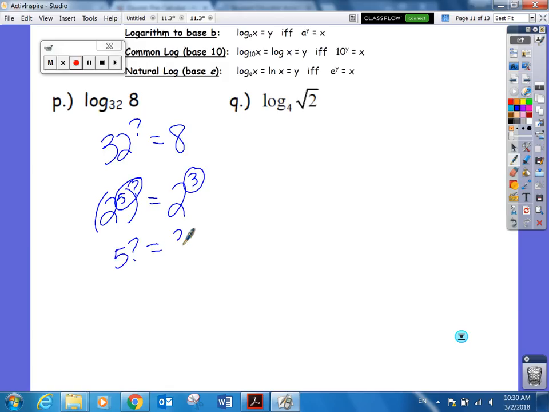So since we have like bases, we can set those equal to each other. 5 times what equals 3? Divide by 5, and we get our answer, 3/5. So again, not one you probably can just figure out off the top of your head. You might need to show a couple steps for that.